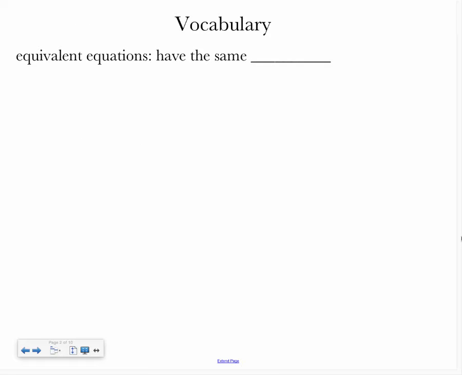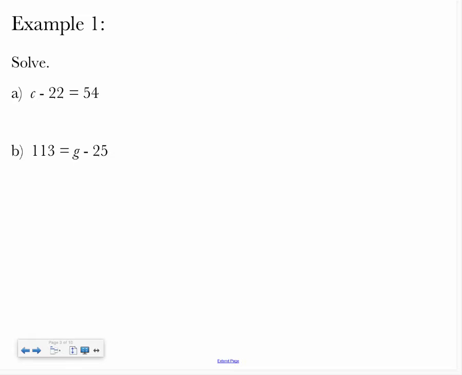So we have one vocab term for today, and it is called equivalent equations. Equivalent equations have the same solution. So it's going to be two different equations that end up having the same solution that makes it true.